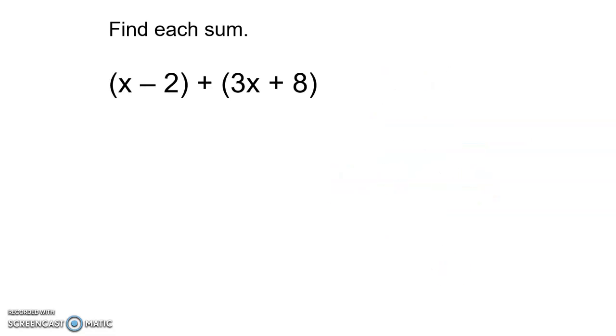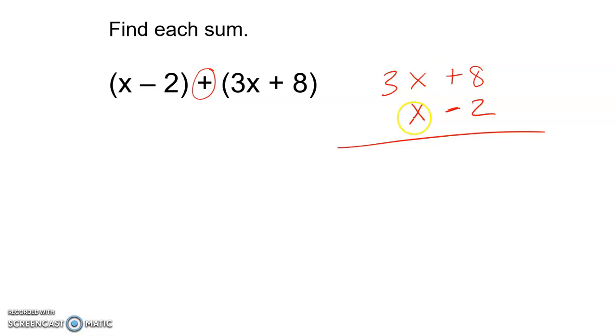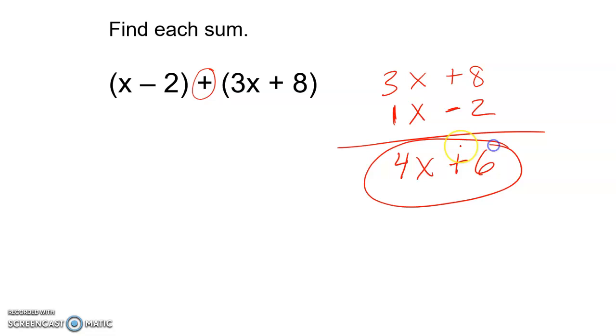All right, the next one. Now, since it's addition, it really doesn't matter which one you put on top. So this time I'm going to put the 3x plus 8 on top. That's the nice thing about addition, you can switch them around if you want. And then the x minus 2 would go underneath. So I have my x's lined up. Remember, if it's 1x, you can always put a 1 with it. 3x and 1x is 4x. And then a positive 8 and a negative 2 is a positive 6. So we end up with 4x plus 6.